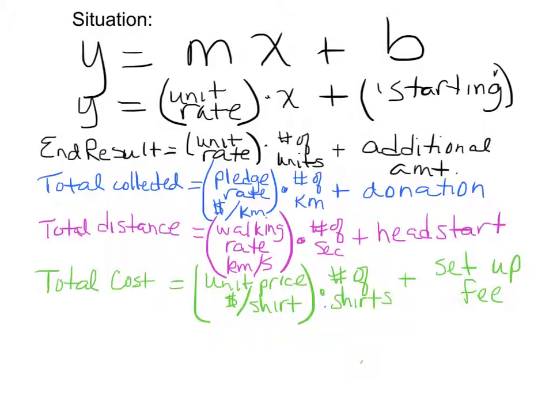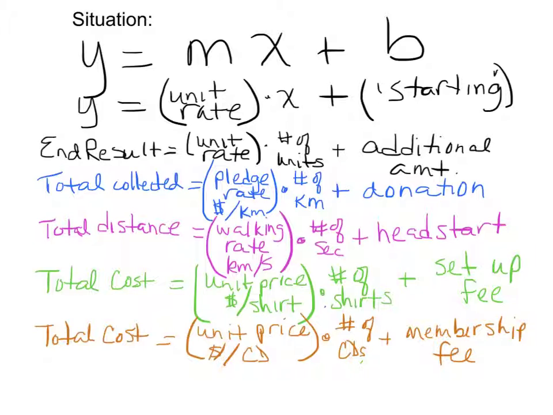Remember when we were selling t-shirts, or going to order t-shirts for our walkathon, the total cost of the t-shirts was equal to the slope, or the unit price, in this case measured in dollars per shirt, times the number of shirts, plus the y-intercept, some kind of setup fee or delivery fee.